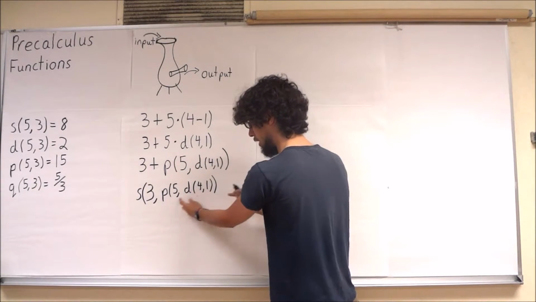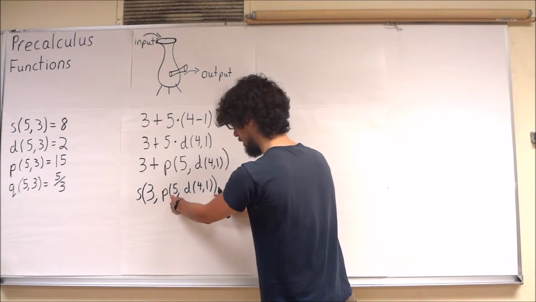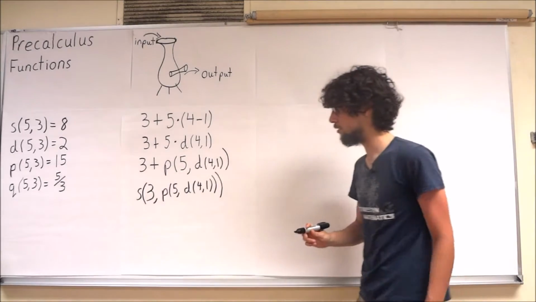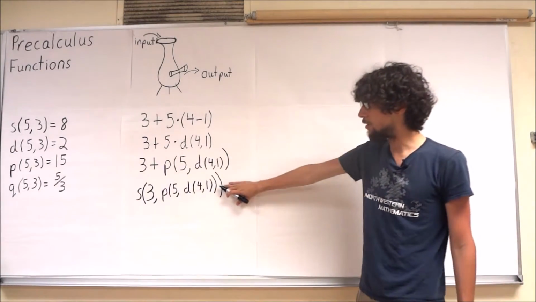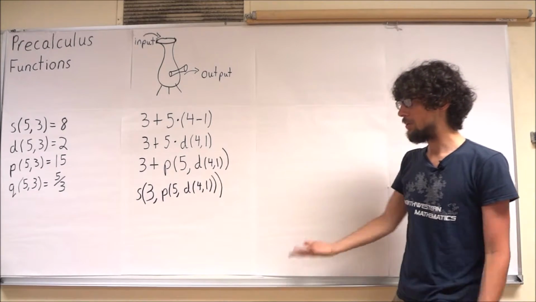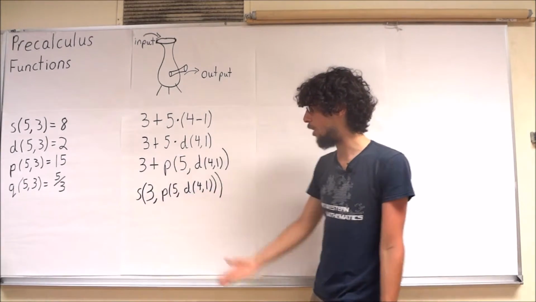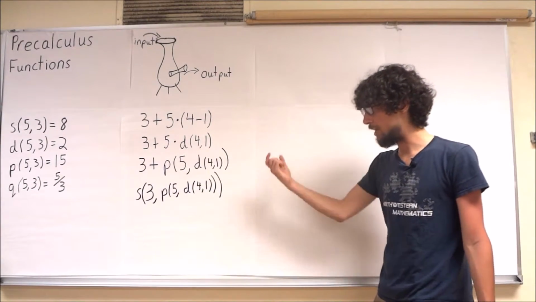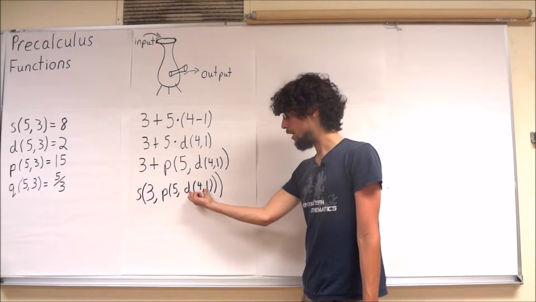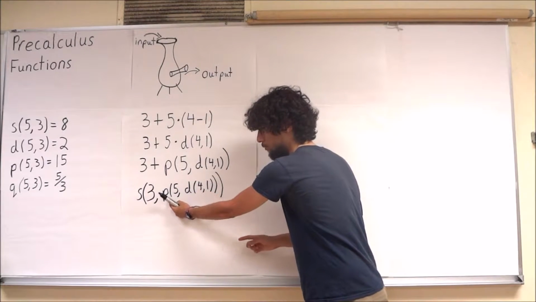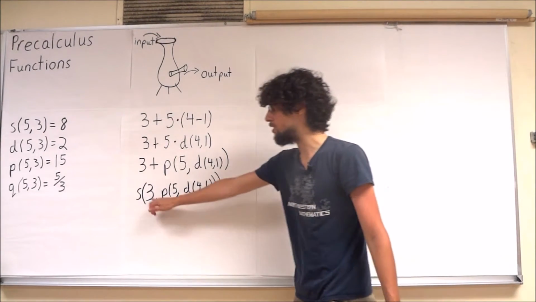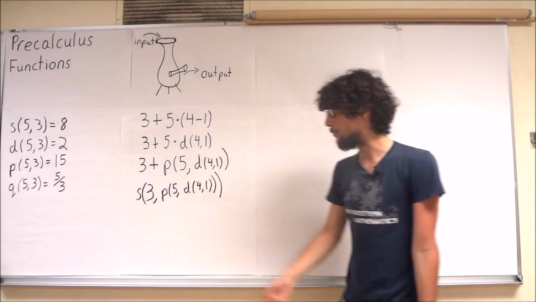These parentheses match, these parentheses match, and these parentheses match. So this final line here is completely equivalent to this line I've written at the top. In particular, in order to compute this bottom line here, I would start from the innermost parentheses. I would compute the difference between 4 and 1. Then I would compute the product between 5 and that difference. And finally, I would compute the sum of 3 and that product.